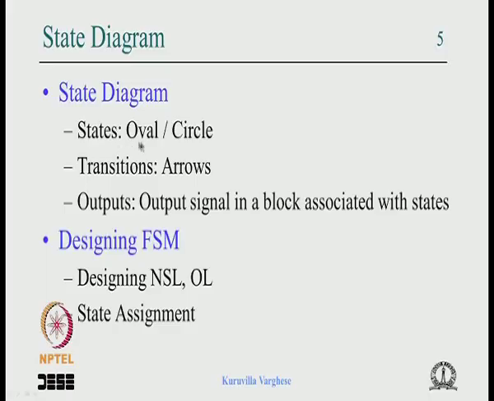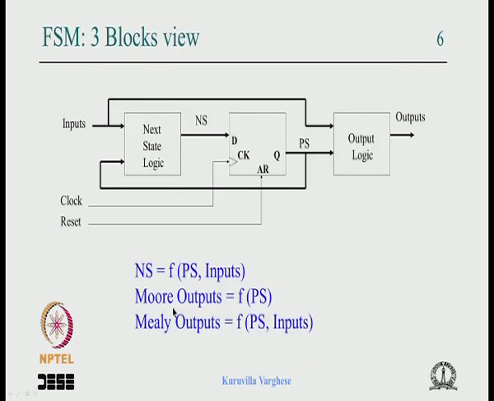So in a state diagram, states are represented by an oval or circle, transitions are by arrows, and output is associated in a block with this oval. Essentially, once you draw that, we will be able to come out with the truth table of the next state logic and output logic after the state assignment.